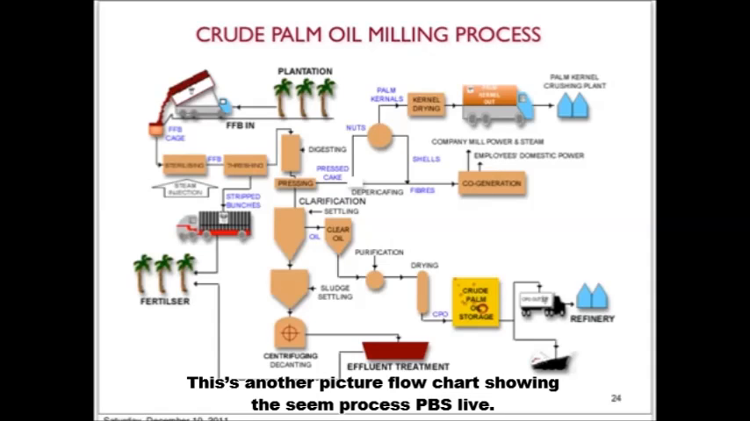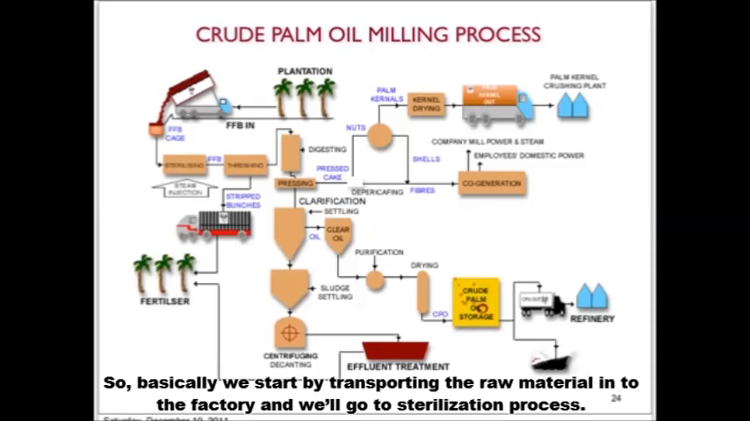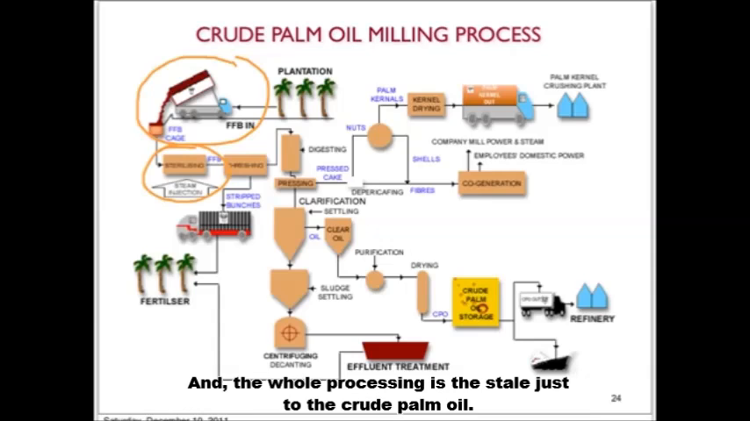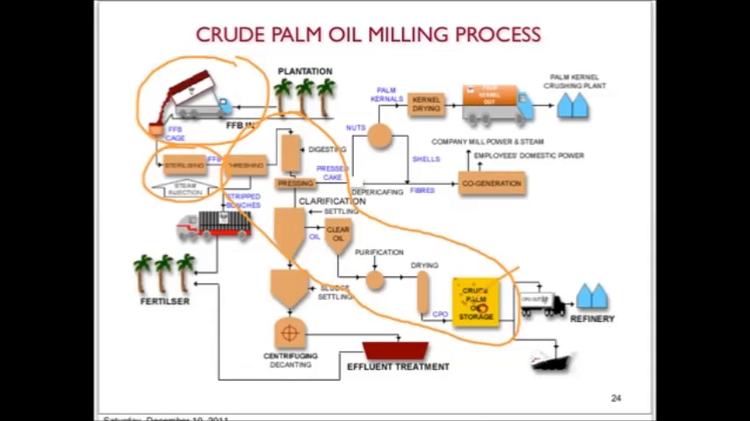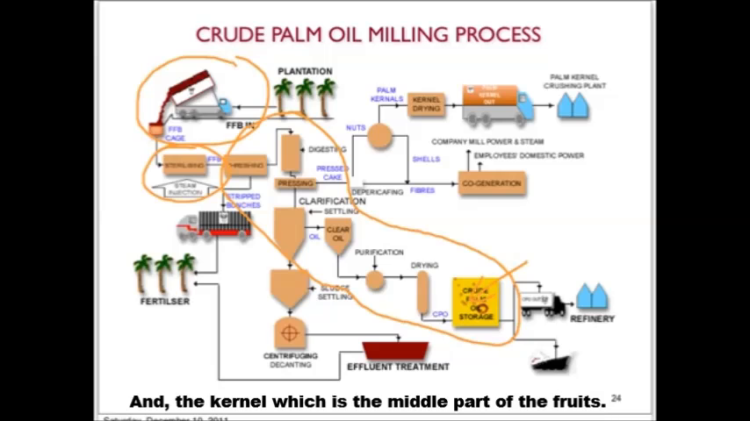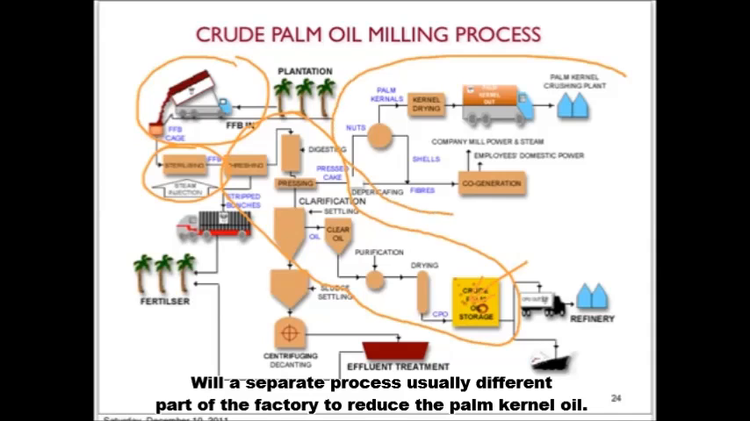This is another picture or flow chart showing the same process as the previous slide. So basically we start by transporting the raw material into the factory, and it will go through a sterilization process, and the whole process here is the stages to get the crude palm oil. And the kernel, which is the middle part of the fruits, will go through a separate process, usually in a different part of the factory, to produce the palm kernel oil.